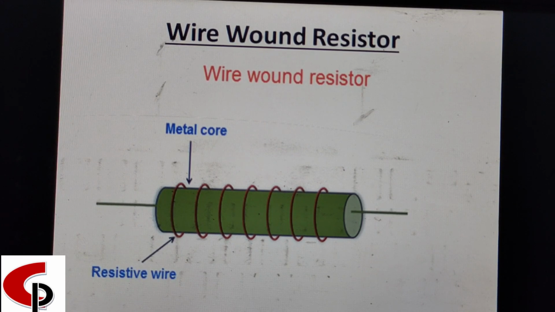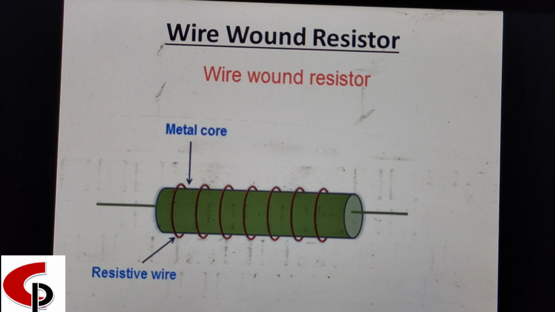The resistance of the wire wound resistor is directly proportional to the length of the metal wire. If the length of the metal wire increases, then the resistance of the wire wound resistor increases. Then the cross-sectional area of the metal wire. The resistance of the wire wound resistor is inversely proportional to the cross-sectional area of the metal wire.